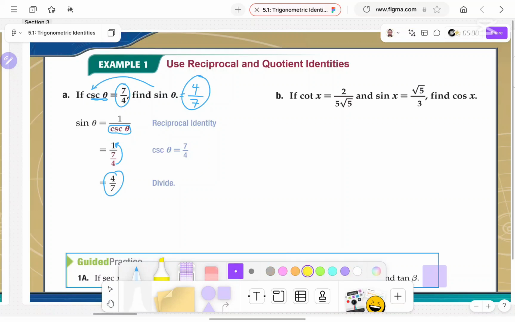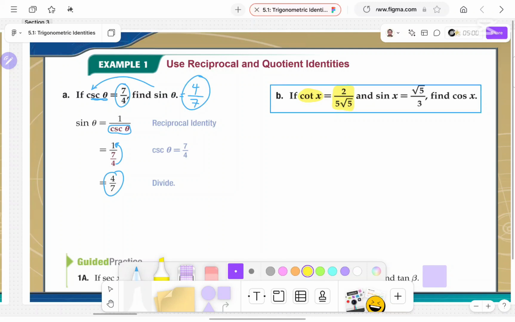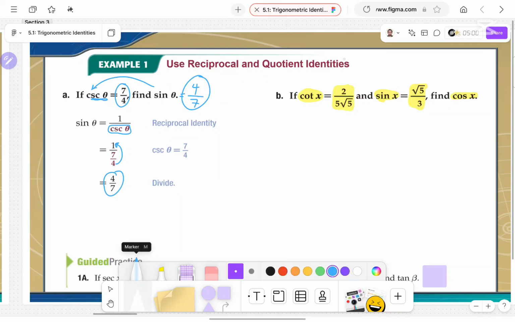Now let's go to the next one. If cotangent theta is equal to 2 over 5 square root of 5, and sine theta is equal to square root of 5 over 3, find cosine theta. When you need to solve the question, we have reciprocal and quotient identities, so you need to pick which one fits the question. Always use the given information. The given is cotangent, equal to 2 over 5 square root of 5, and sine, equal to square root of 5 over 3.